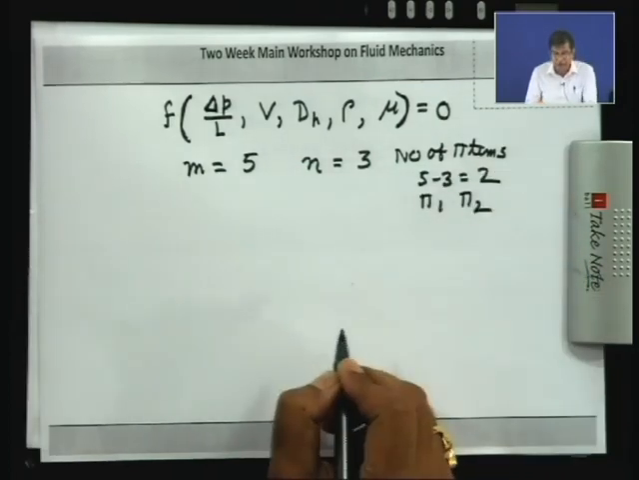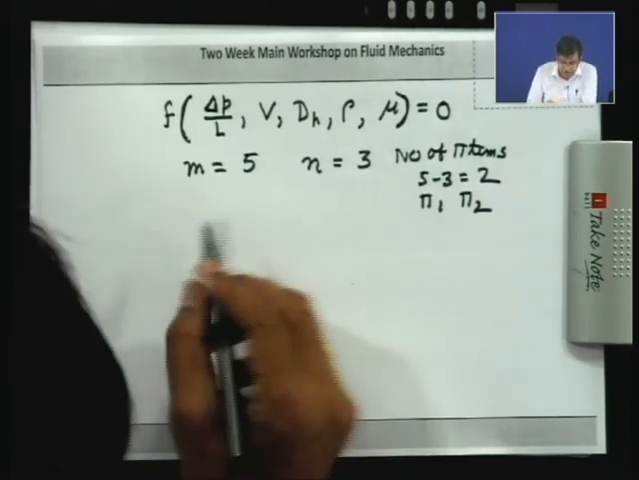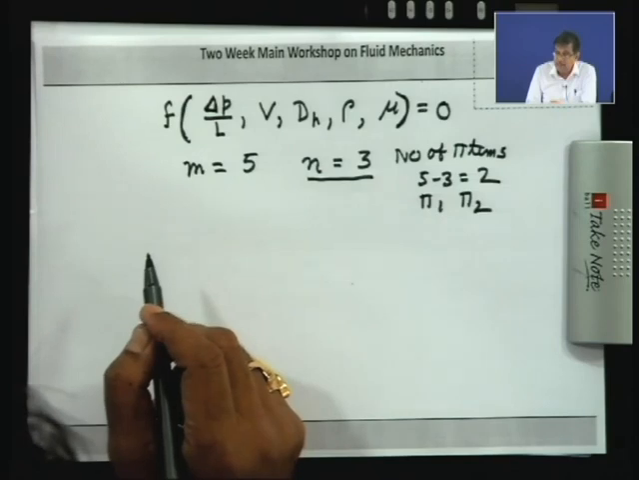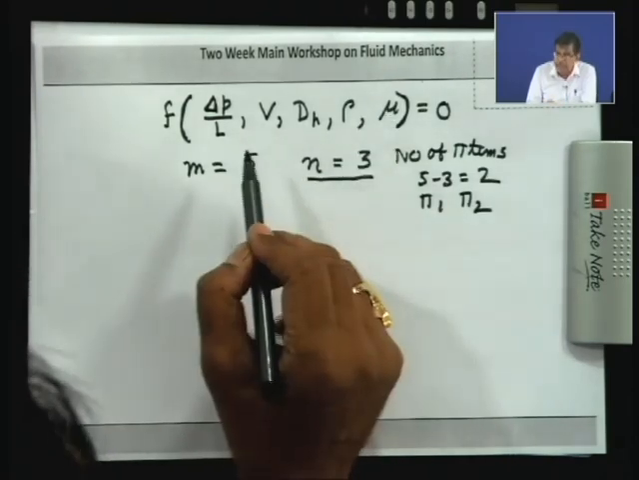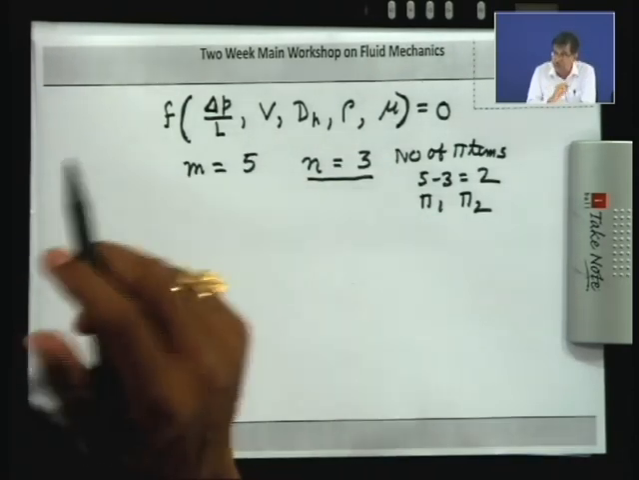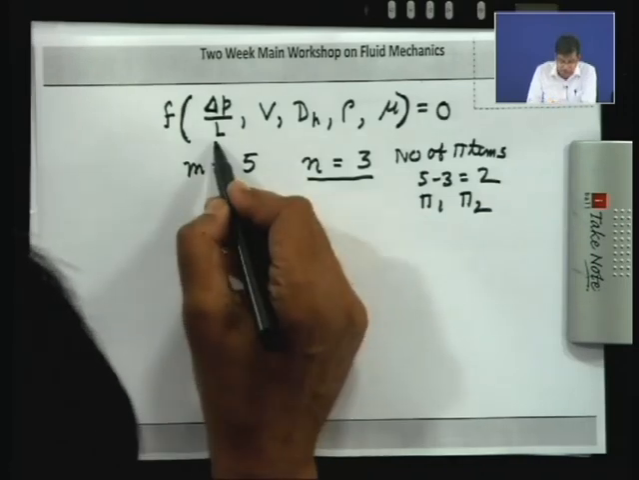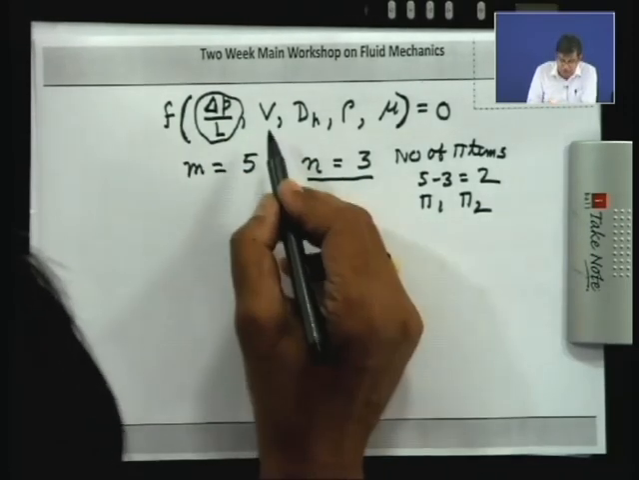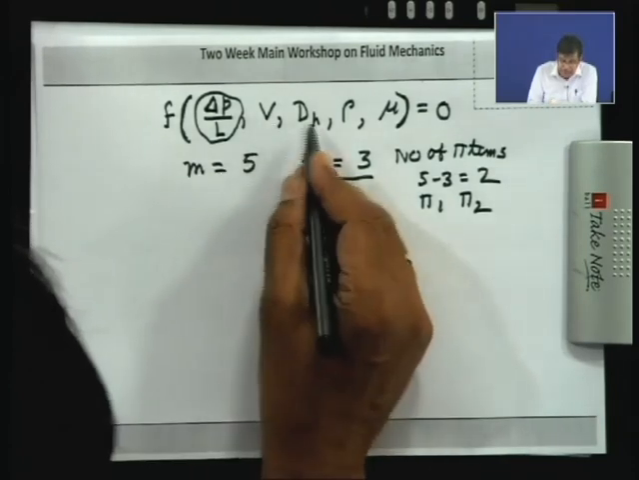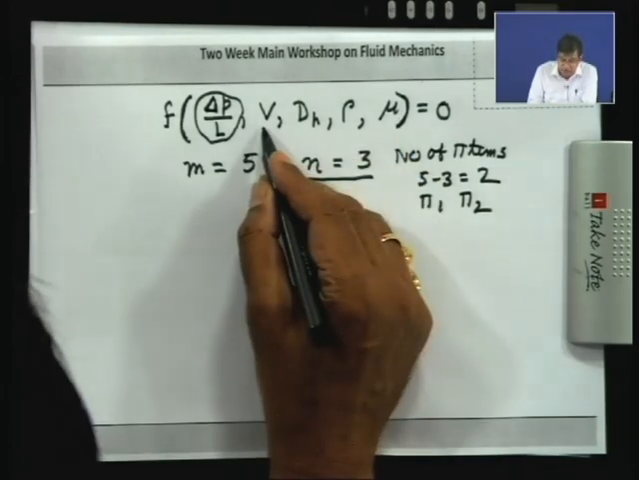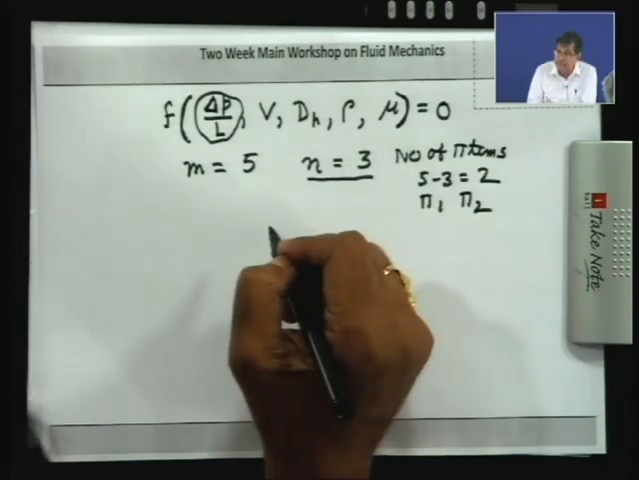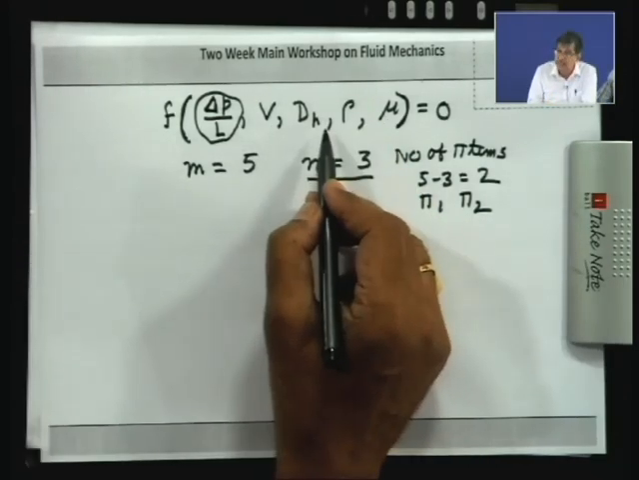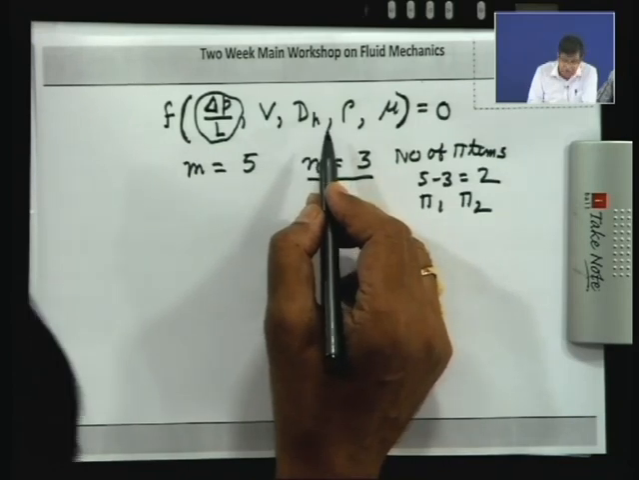Now, how to find pi 1 and pi 2? Follow the process. Here the number is 3, so any 3 variables we can take as the repeating variables. According to the condition, we have to exclude the output variable; we cannot take it as a repeating variable. Our choice is between V, dH, rho, mu, and any arbitrary 3 can be taken. How many choices may there be? 4C3, which means 4 choices.